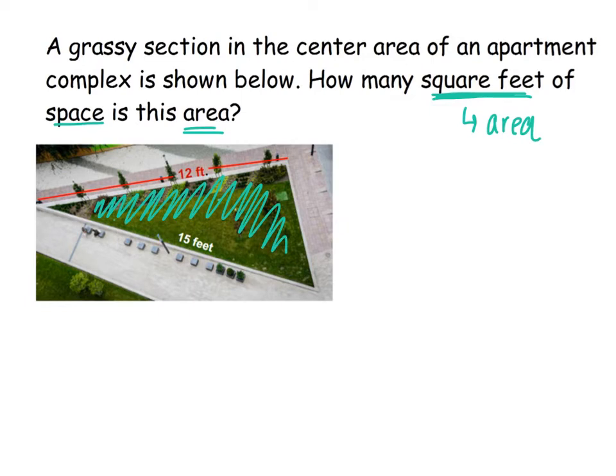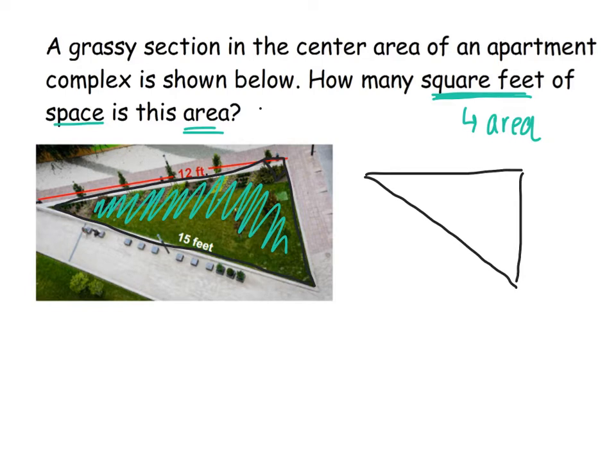I see that this is within a triangular section. Okay, so I need to first go ahead right now. We're going to draw the grassy section, the triangle, on our paper and label it. So the length of this section, this area, is 12 feet, and this diagonal is 15 feet. I do not have the other side.